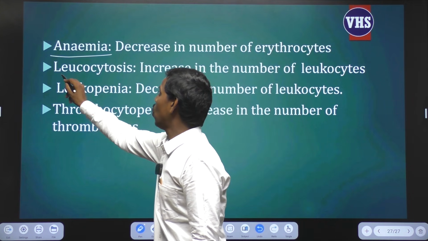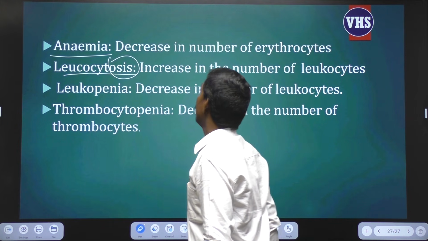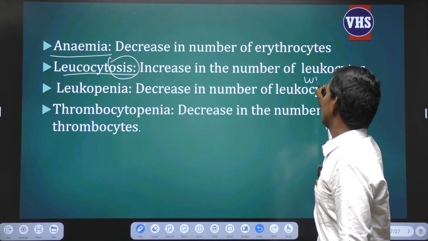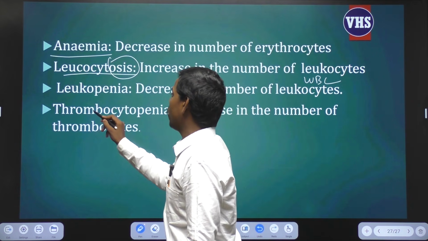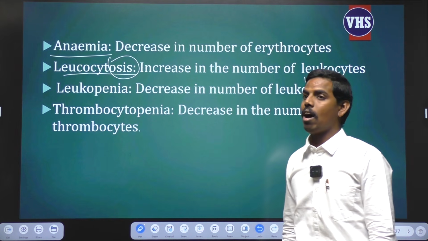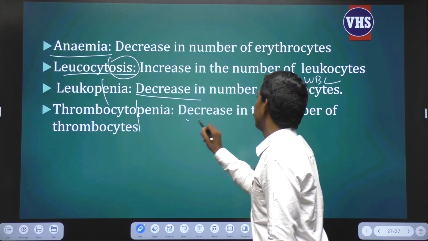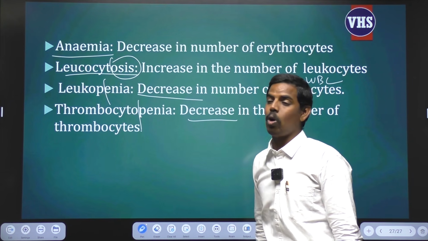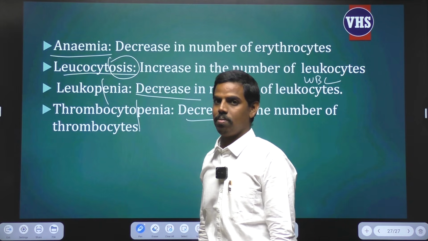Next, leukocytosis. So cytosis means an increase in the number of leukocytes. So an increase of WBC in blood. The last thing, leukopenia and thrombocytopenia. Penia, cytopenia means decrease. Decrease in the level of WBC. Thrombocytopenia means what? A decrease in the number of thrombocytes or blood platelets.